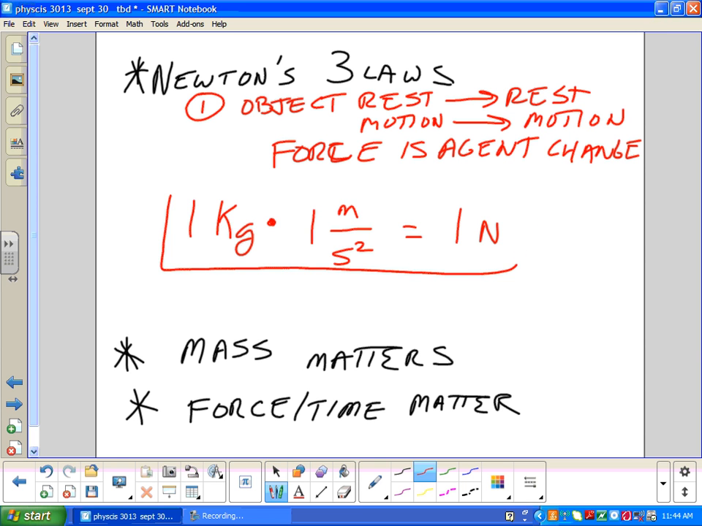Does anybody have any clue at all what a newton is? I mean, we know what a pound is, right? We all have our weight. What's a newton? 1 kilogram at 1 meter per second squared.